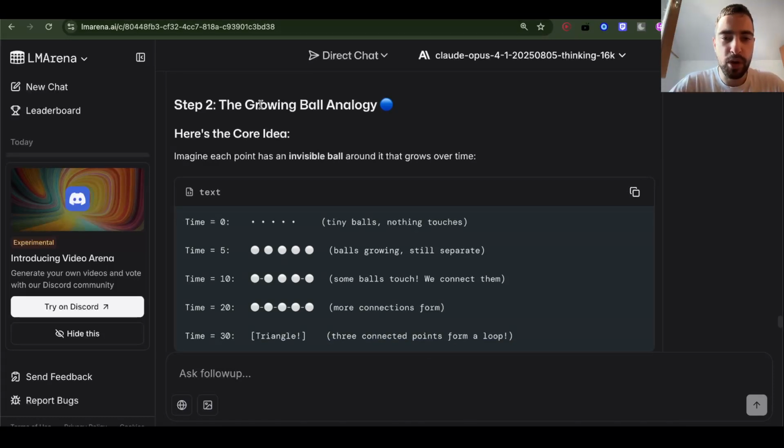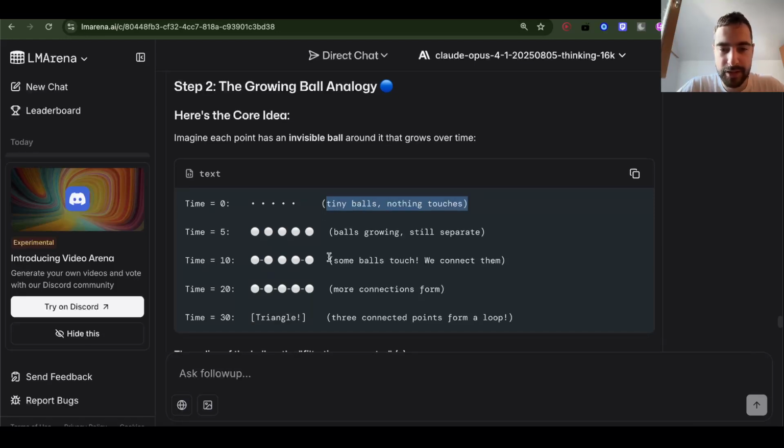The growing ball analogy. Here is the core idea. Imagine each point has an invisible ball around it that grows over time. That's crazy. So time 0, tiny balls, nothing touches. Time 5, balls growing, still separate. Time 10, some balls touch. We connect them. So we connected them by time. I mean, they connected themselves is what I understand.